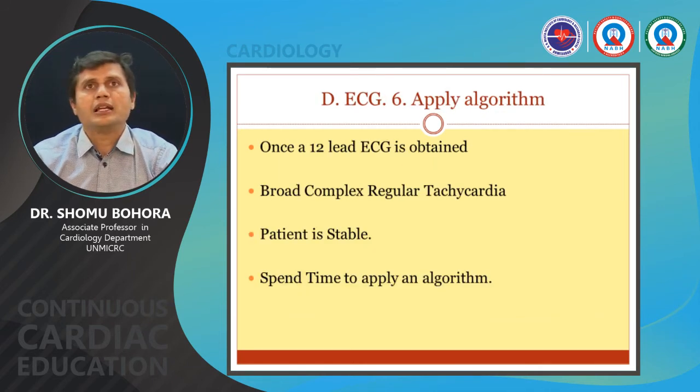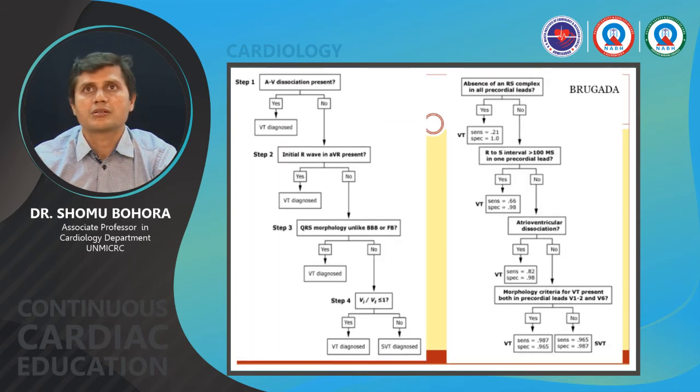Lastly, when you have a 12 lead ECG and you have a broad complex regular rhythm and the patient is stable, you spend time to apply the algorithm. So what are the two algorithms which are discussed? The commonly used is the Brugada algorithm, which has 4 components.